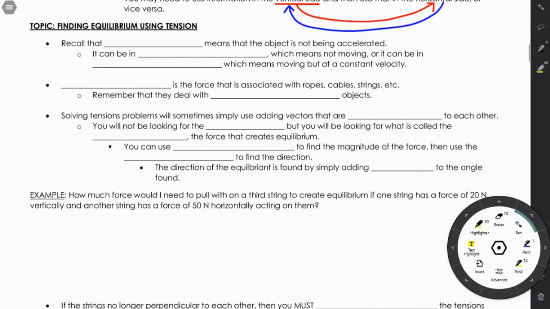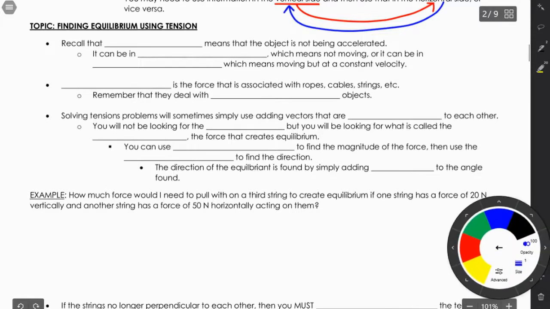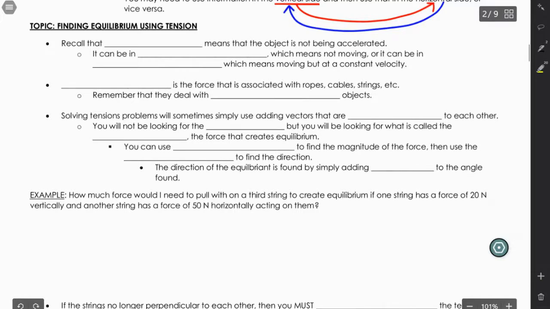Okay, so this video is going to be our first force that we're going to break down, and we're going to look at tension. A lot of times, the reason we look at this first is that in tension questions, you're at equilibrium, which means your acceleration is equal to 0. Recall that equilibrium means that the object is not being accelerated.